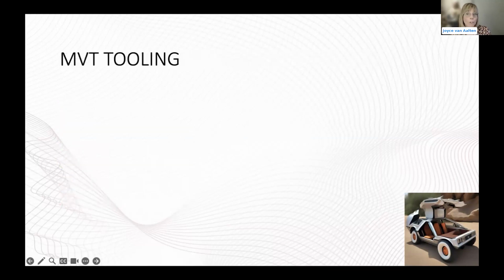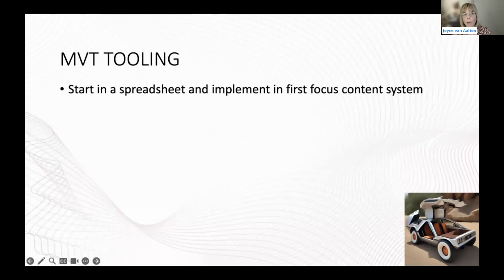The MVT tooling, and I already said a little bit on that. I think most taxonomies start in a spreadsheet. It's not a taxonomy tooling, but it's where most MVTs and most taxonomies start. And so that's the place to start and implement it in your first focus system, what we were developing the taxonomy for.